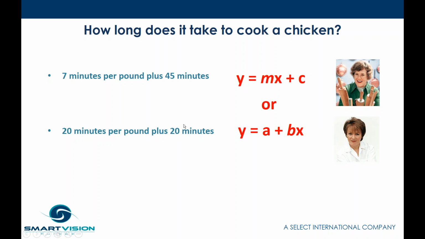And the 20 minutes per, or the 7 minutes per, is the M times X, or the B times X. The X itself is the weight of the chicken. So basically, you can take this formula and apply it to anything.